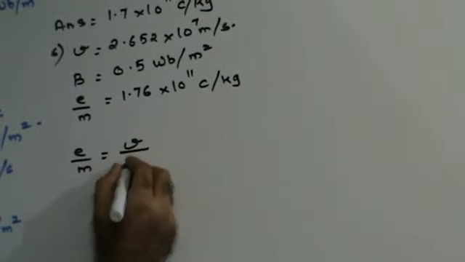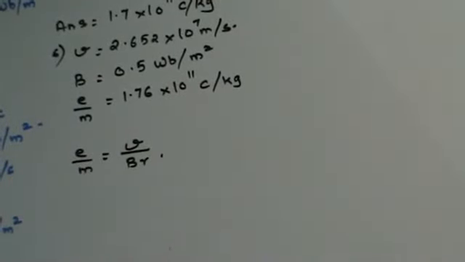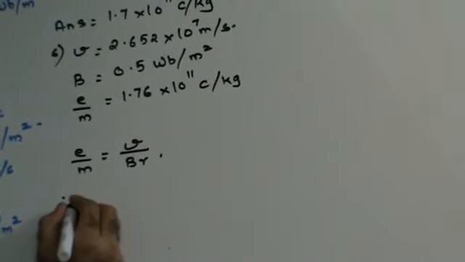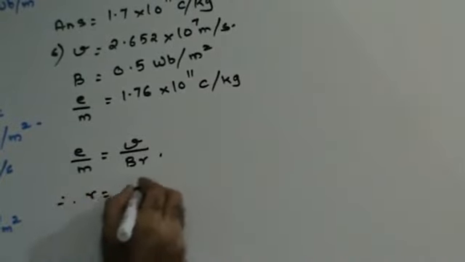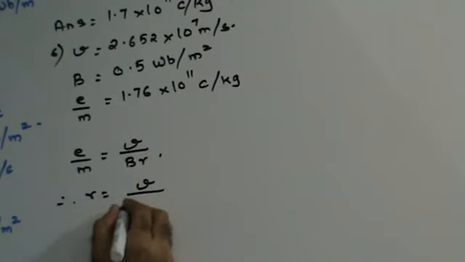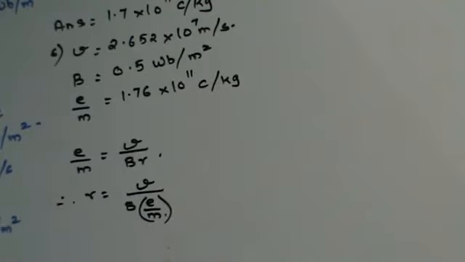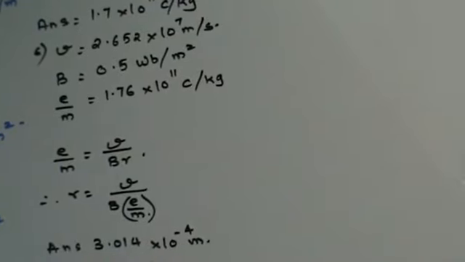Same formula again, guys. E upon m is nothing but V upon BR, right? So you have to find out R. R is nothing but V upon B into m upon E. You already know the value of E upon m, so you should be able to get the radius. Simple, straightforward substitution again. The answer for this should be 3.014 into 10 raised to minus 4 meters. Next, take up the next one, please.